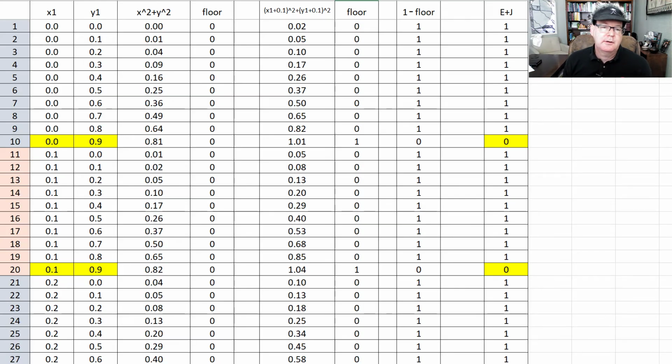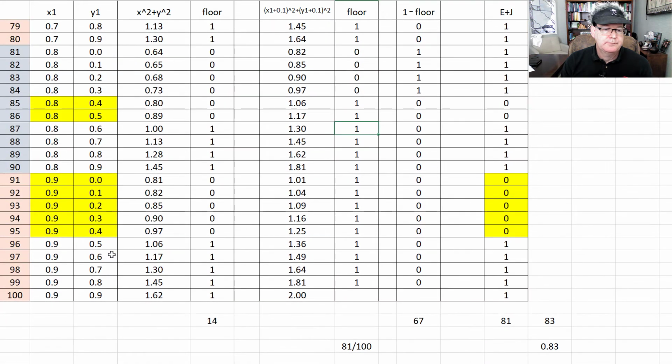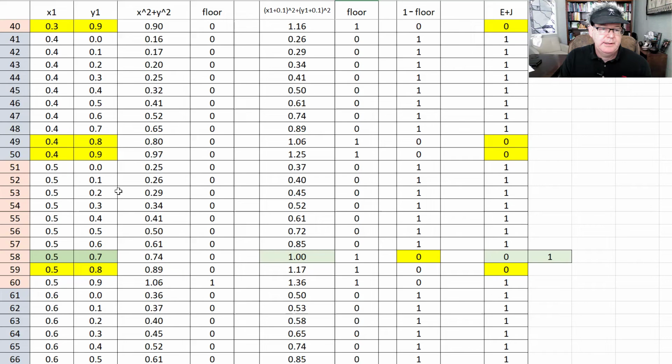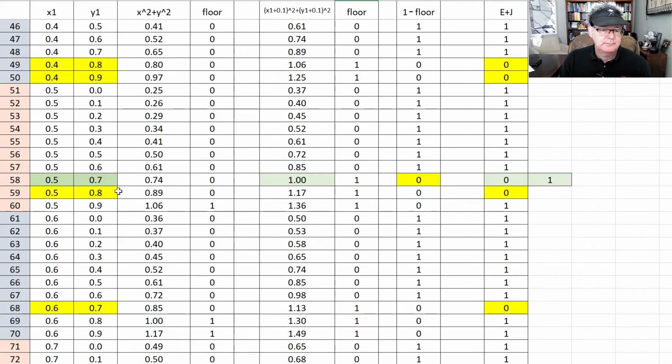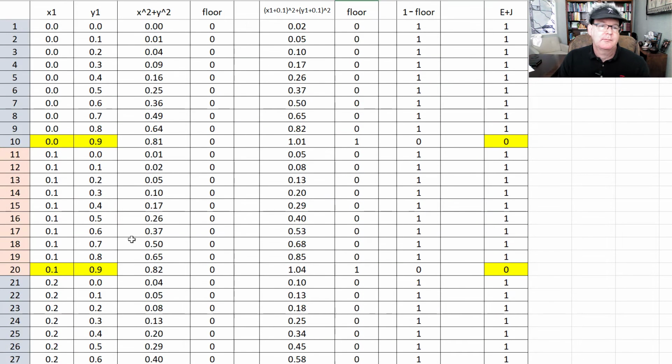So let's look at all the ways we can know the first digit. The first digit could be 0 for x and then 0 through 9 for y, or 1 for x and 0 through 9 for y, and so on, all the way up to 9 for x and 0 through 9 for y. So these are all the possibilities. There's 100 ways the first digit of the x and y could have occurred.